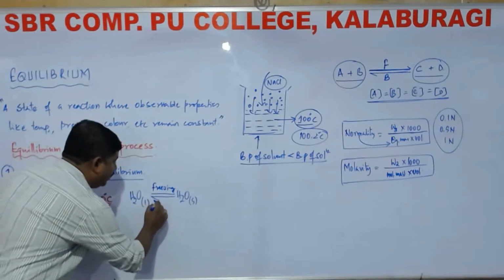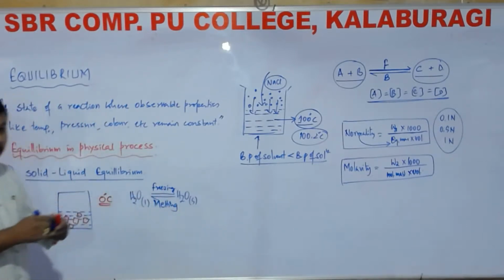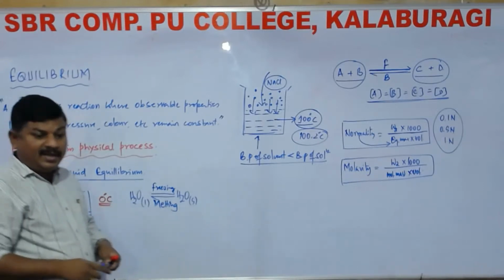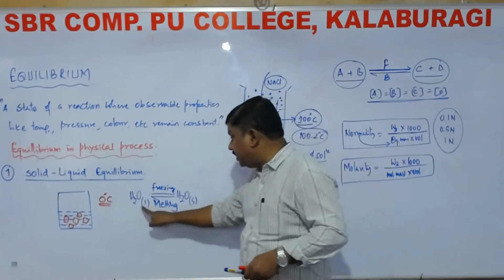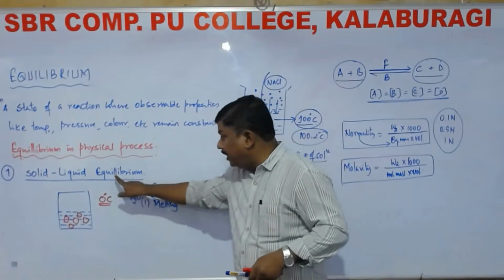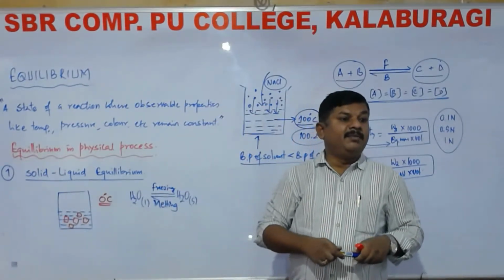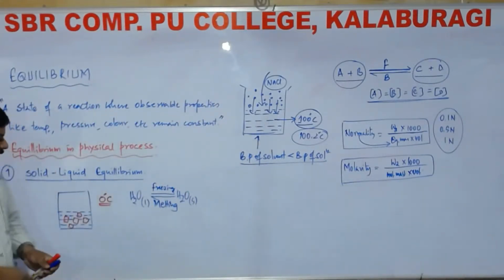This is commonly called melting. Melting: solid gets converted into what? Liquid. So that is commonly called melting. The rate of melting is always equal to the rate of freezing. Because of that, liquid water and solid H2O are in what process? Equilibrium process.